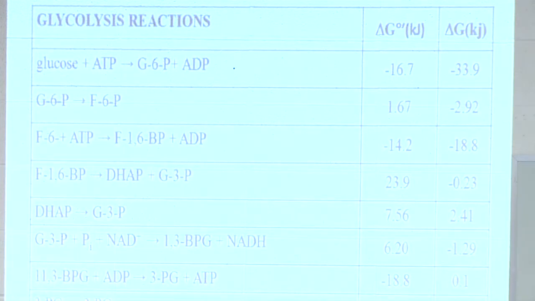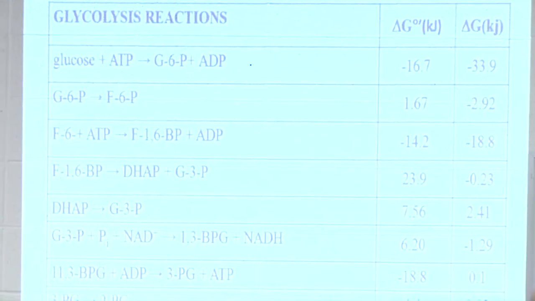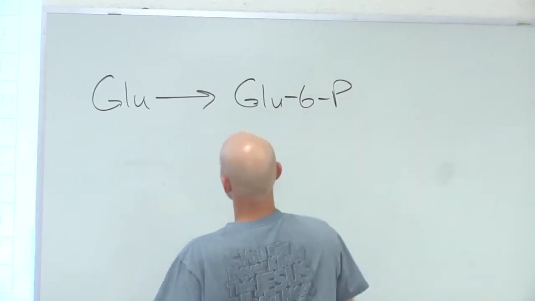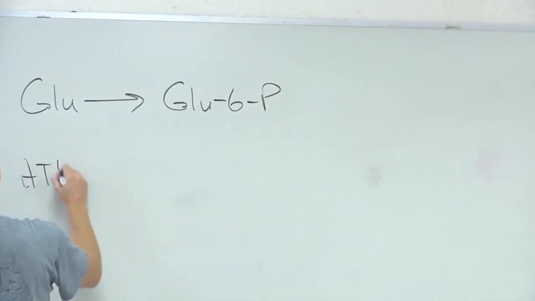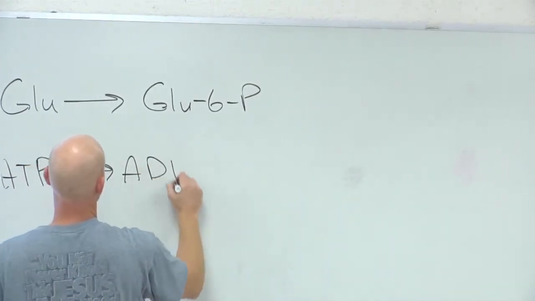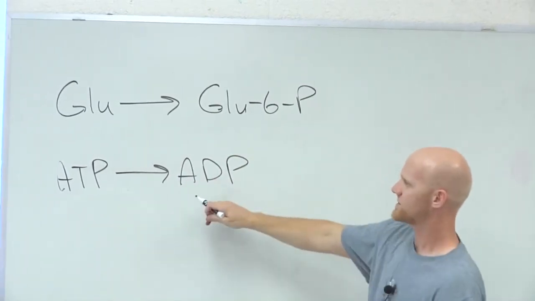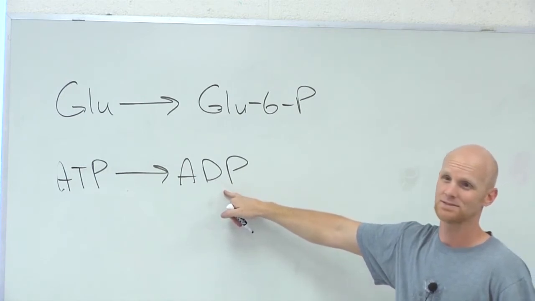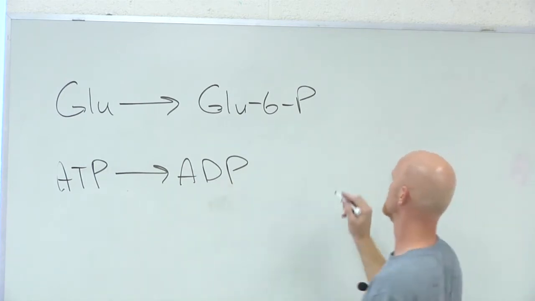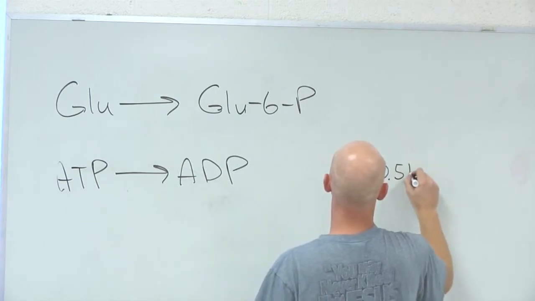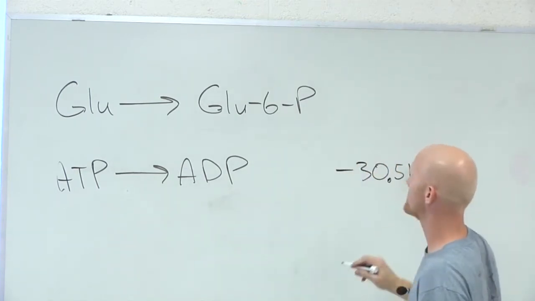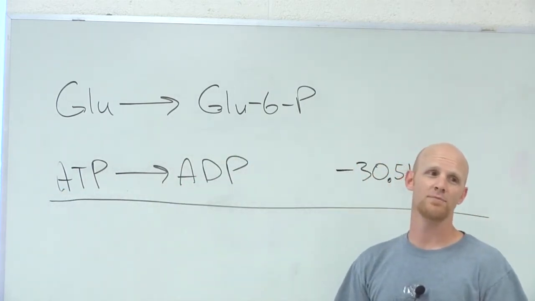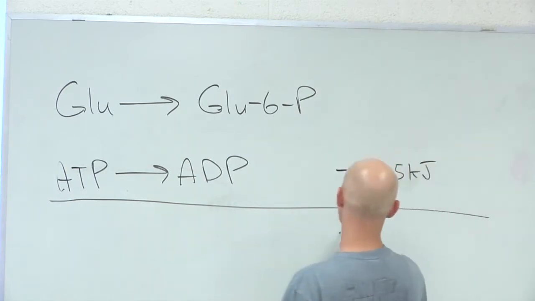So, in this case, if we take glucose and turn it into glucose 6-phosphate, and I'm not going to balance these, by the way, and if I take ATP and turn it into ADP, what's your free energy change for ATP into ADP, according to the chart? Way at the bottom. Negative 30.5. Now, once you combine these two reactions, what's your delta G naught prime? Negative 16.7.